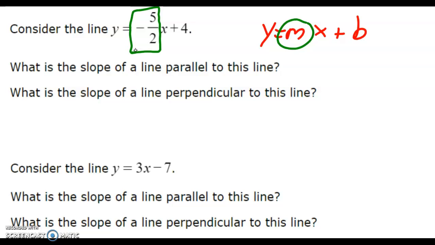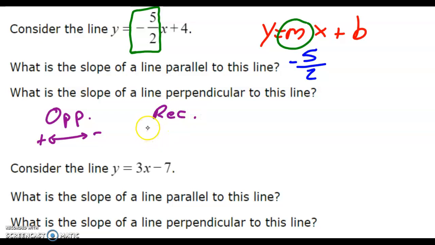So the slope of a parallel line will be exactly equal to that. Exactly negative 5 over 2. It is the exact same thing. And then the slope of a perpendicular line, remember, opposite means the positive and the negative flip.